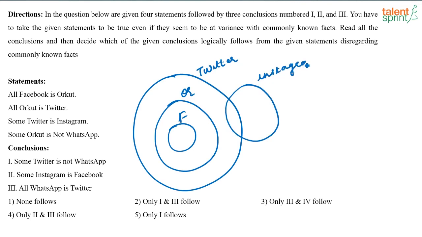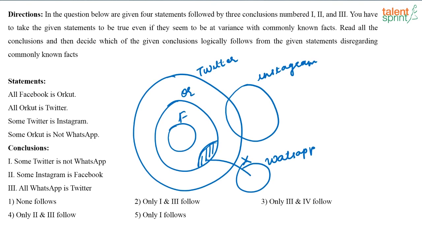The next statement says some Orkut is not WhatsApp. So there is some Orkut, let's say this part, and this part is not WhatsApp. Now WhatsApp is another set, but this part of Orkut is not WhatsApp. That's how you draw the basic diagram with minimal overlapping for the given statements.